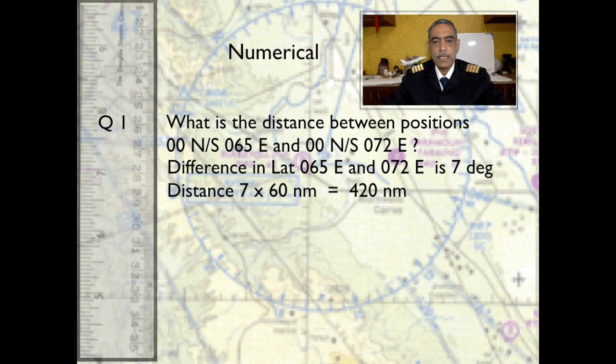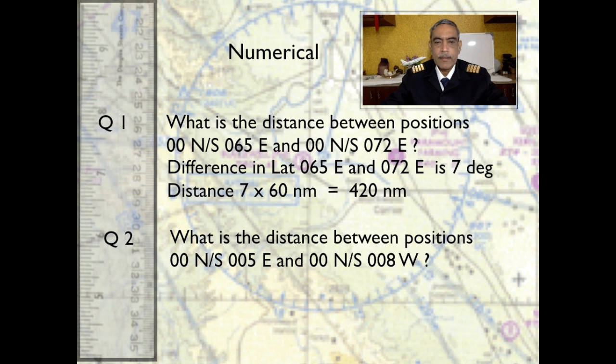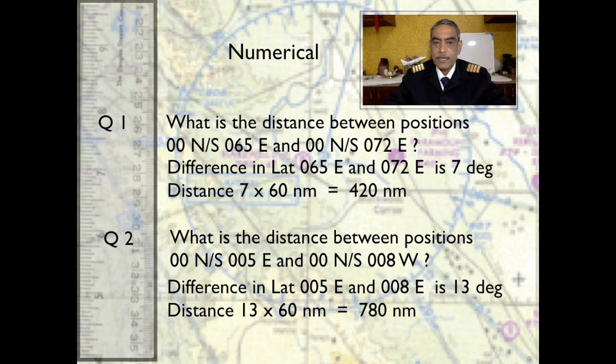The next question is again on the equator. The positions are on either side of the prime meridian. That is, one is to the east of the prime meridian, the other is to the west of it: 005 east and 008 west. Therefore, the difference in longitude would be 5 plus 8, that is 13 degrees. So the distance on the equator at a difference of 13 degrees will be 13 into 60, which is 780 nautical miles.